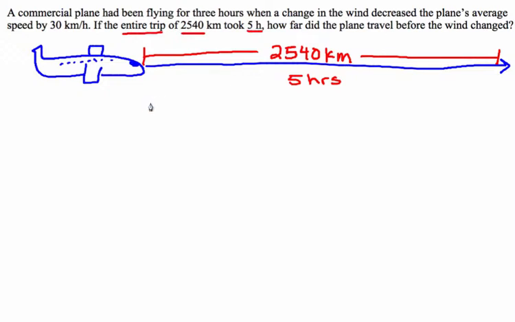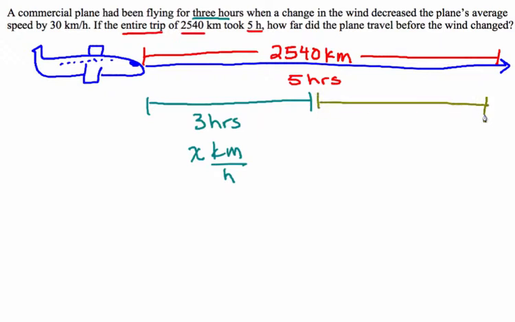At the beginning of the trip, they traveled for 3 hours. Okay, they flew for 3 hours and then the wind changed. So for the first 3 hours, we actually don't know how fast they were traveling. So they were traveling some unknown kilometers per hour. So that's the first 3 hours.